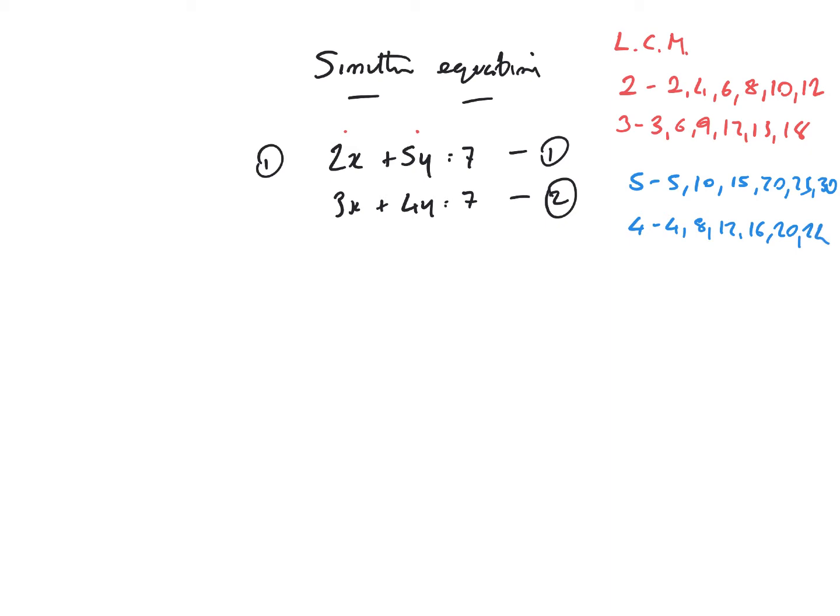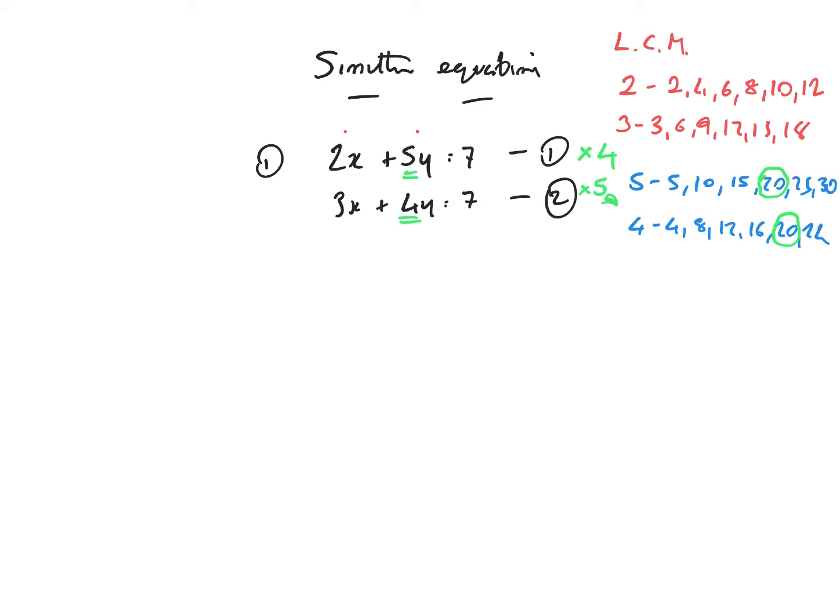Okay, now it doesn't really matter which one you decide to get rid of, you just choose one and go ahead with it. So I'm going to get rid of y's. Now that means I need to find the lowest common multiple, and the lowest common multiple is 20. Now, in practice, you don't actually need to take these lists down, but you just need to be aware that you can make that calculation in your head. So I need to get 5 and 4 up to 20. So equation 1, to get 5 up to 20, I need to multiply that by 4. And equation 2, to get 4 up to 20, I need to multiply that by 5.